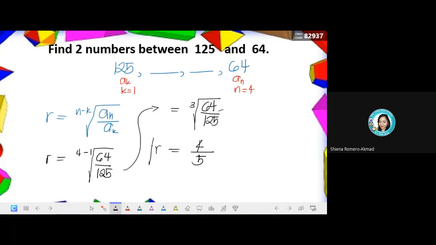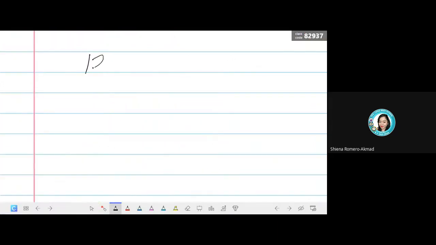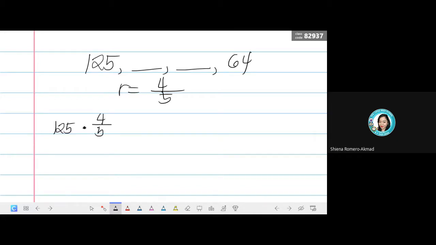So, how do we get the next terms? Para makuha natin yung next terms, of course, we will multiply. So, 125 tsaka 64, our R is 4 over 5. Mag-multiply lang tayo. You'll have 125 times 4 over 5. Remember that this has a denominator of 1. So, numerator si 125 and denominator si 5. They are both divisible by 5. So, this is 1. Ito naman, we have 25. Okay? Next.